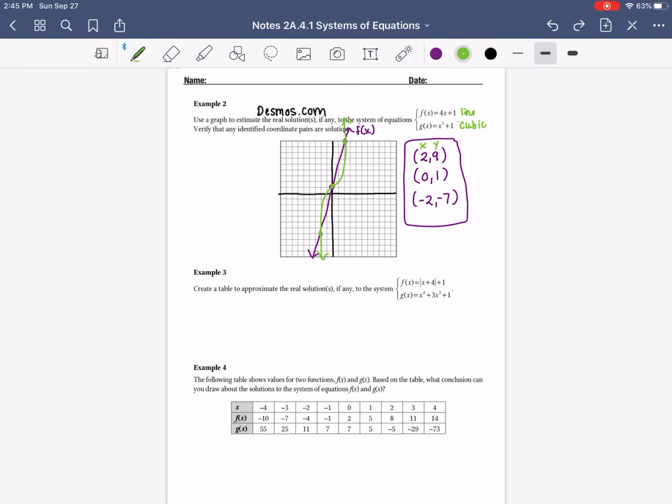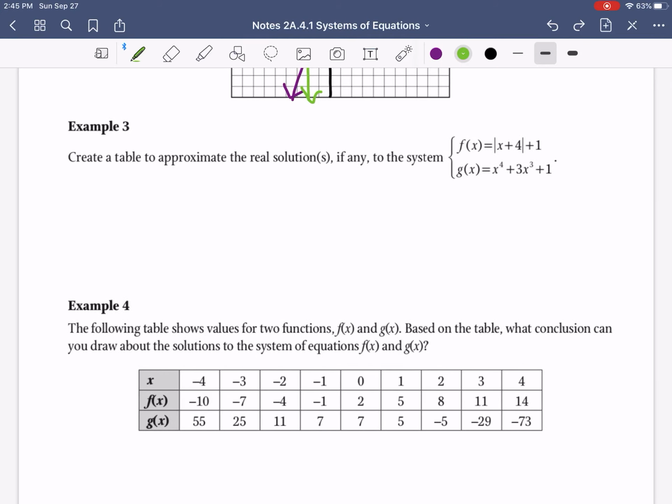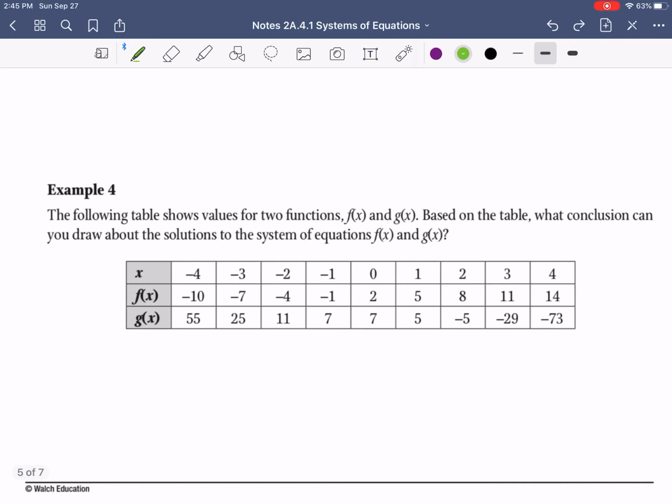All right, now we're going to do example 3 and 4. I'm going to change the order. We're going to do number 4 first since they give you the table. And then example 3, you have to create it, so we'll talk about how to create it. All of your homework is going to give you a table.